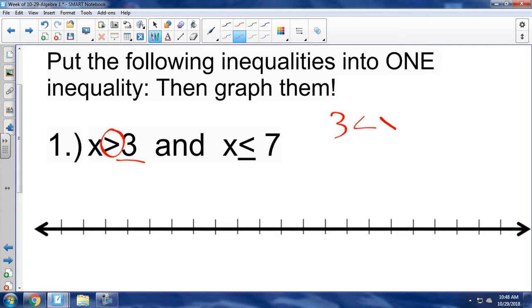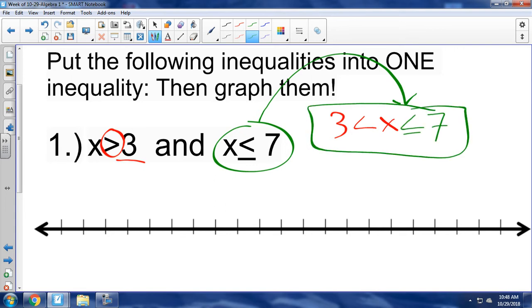It's smaller than x. Okay, so we've done that, and now we just need to add on this part right here. So if I was going to add on the 7, what symbol could I put in? How could I finish this thing off? Can't I just pop this right here? Yeah. Right? So what does that say? x is less than or equal to 7. So this is one inequality. This is the sandwich inequality.